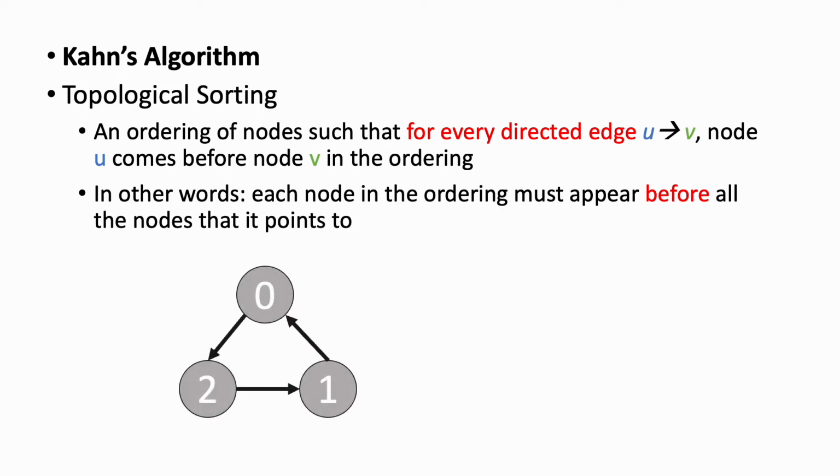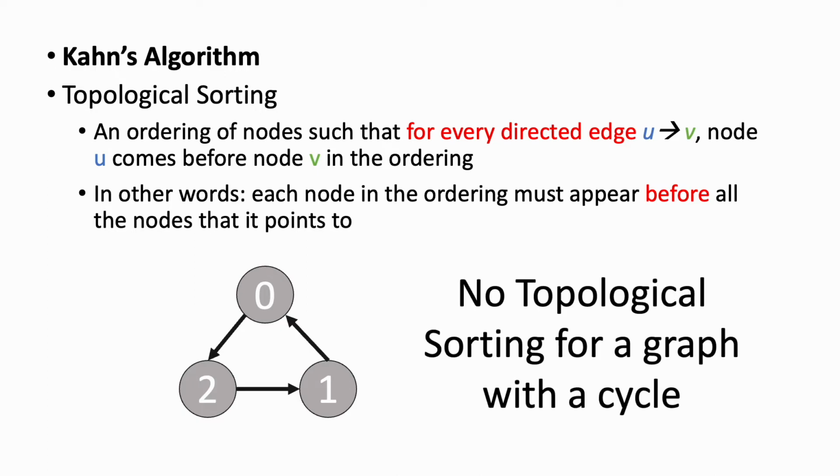Well, we can't start with 0 because 1 has to come before it. We can't start with 1 because 2 has to come before it. And we can't start with 2 because 0 has to come before it. And we're stuck. So this is the key insight that we've been building up to. There is no topological sorting for a graph that contains a cycle.